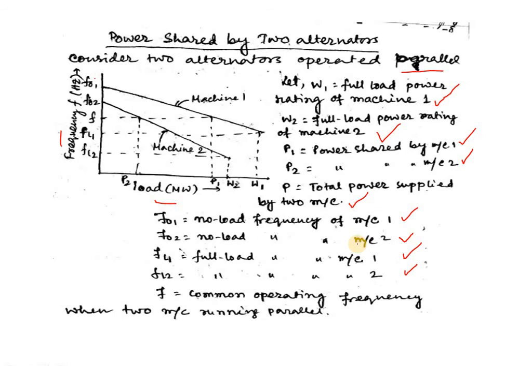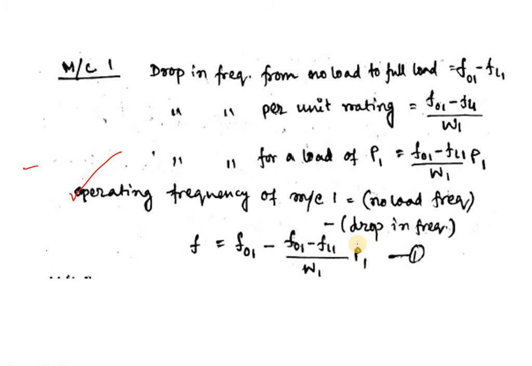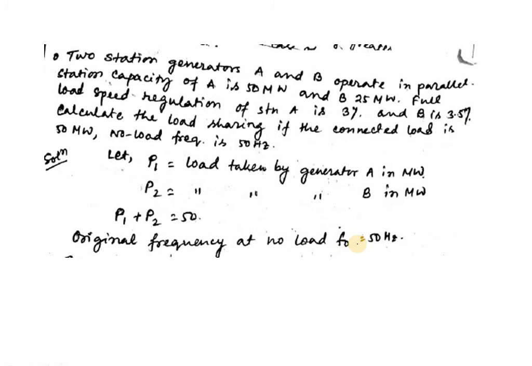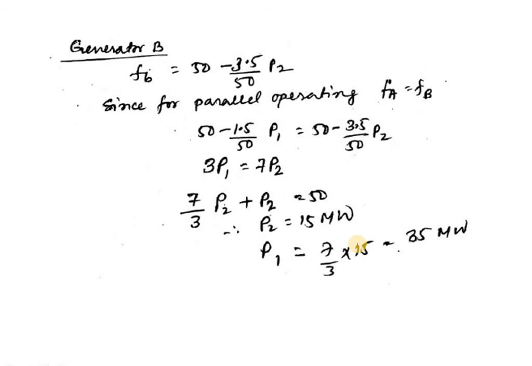Next, how the power is shared. That means when 2 or 3 alternators are connected together and a particular load is given, definitely the alternators will share it differently according to their power ratings and their full load frequency operation range. And a numerical problem is also given here, and from there we can easily understand that alternator A will share much more power than alternator B. You can see here that alternator A is sharing 35 megawatt and alternator B is sharing 15 megawatt.